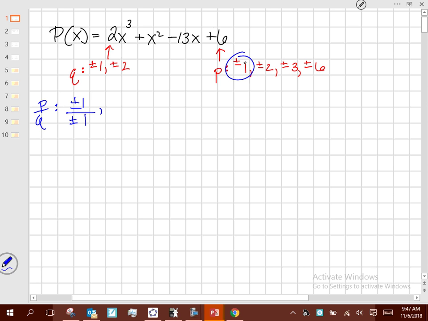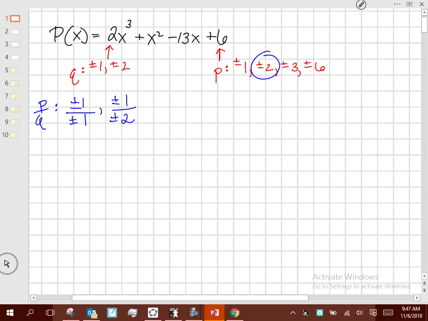Then I'm going to take plus or minus 1 again and write it all over plus or minus 2. Does that kind of make sense? I put that P on top of both of these Q's. And then I go to the next P value and do the same thing. Now before I go on, I don't want to write this stuff out too much.